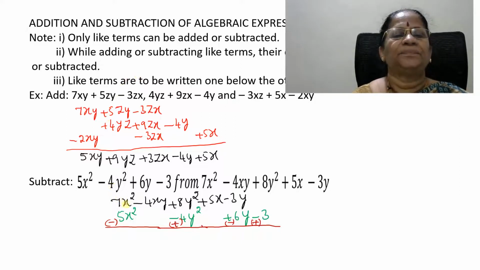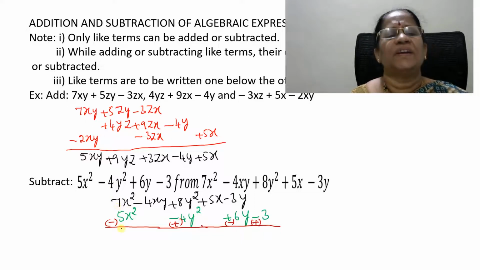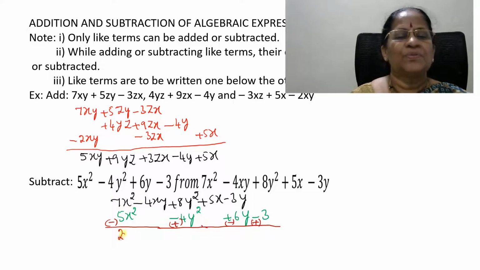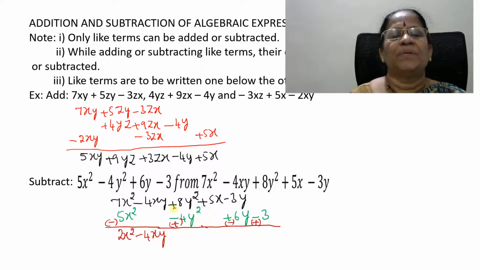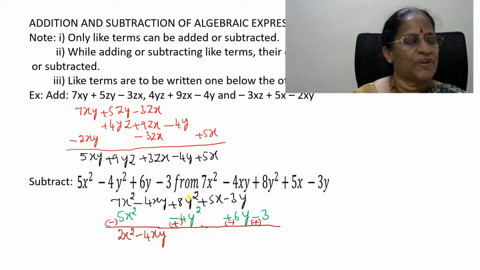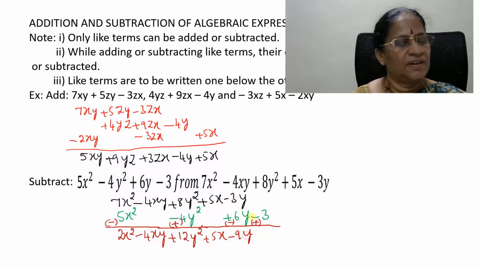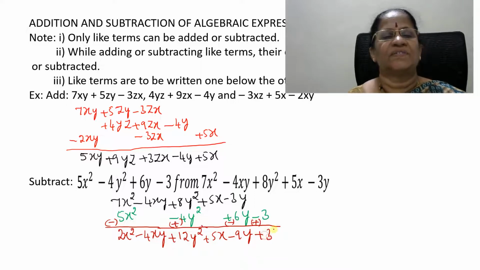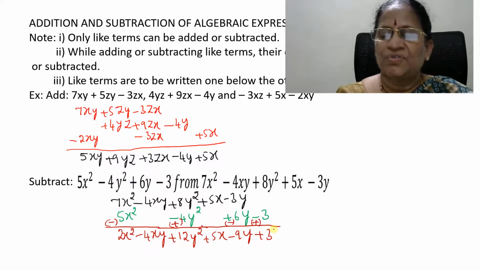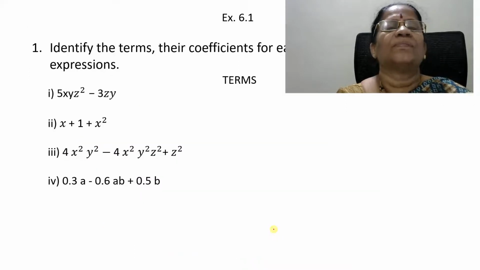And here plus 7 minus 5 is plus 2x square, and minus 4xy you need to write as it is, minus 4xy. Plus 8y square plus 4y square is plus 12y square. Again 5x, only 5x. Now minus 3y minus 6y is minus 9y, and this is plus 3. In this way, we need to follow these three rules.